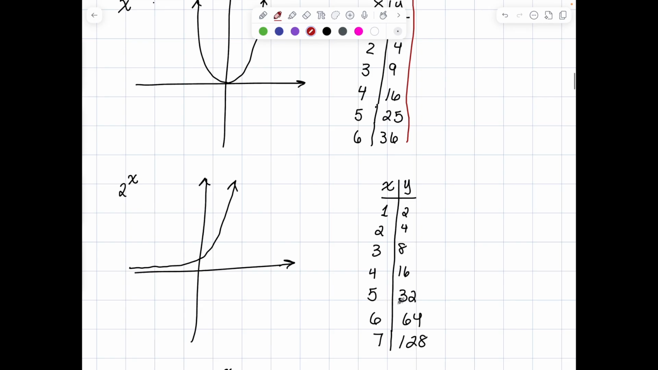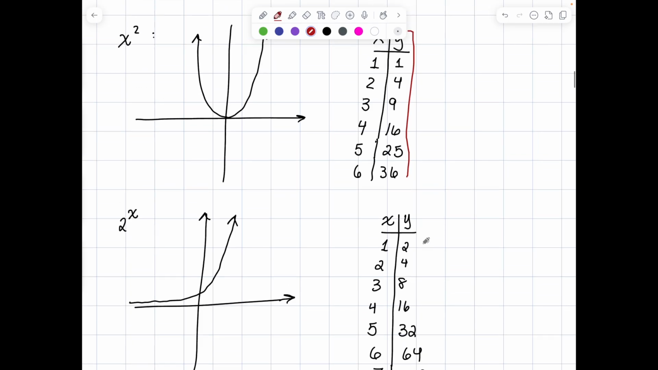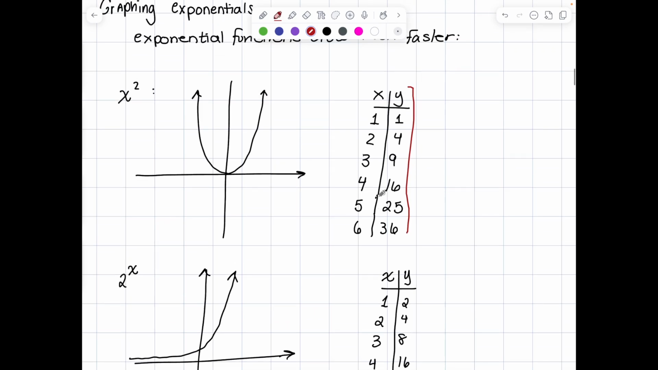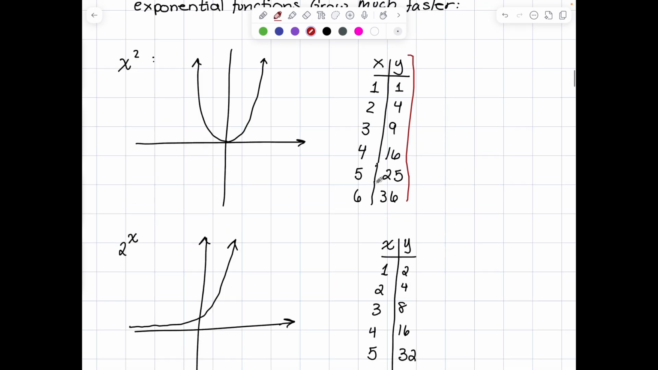but then once we get to 5, as you can see, we skyrocket. Now we're 5, 32. 5 is 25 up here, and then 6 is 64. 6 is 36 here, and then 7 jumps all the way to 128. So that's where the skyrocketing happens, right? As the x values get larger, the y values grow even faster than the quadratics do. And if you thought the quadratics grow kind of fast, they do, but exponentials grow way faster.